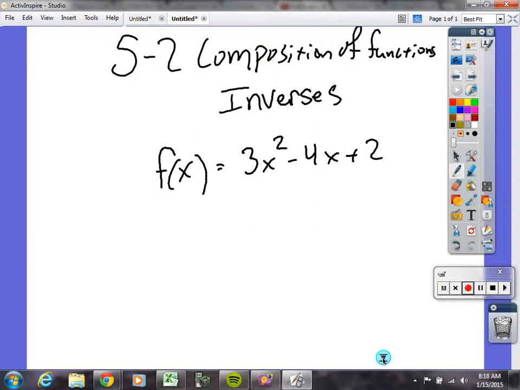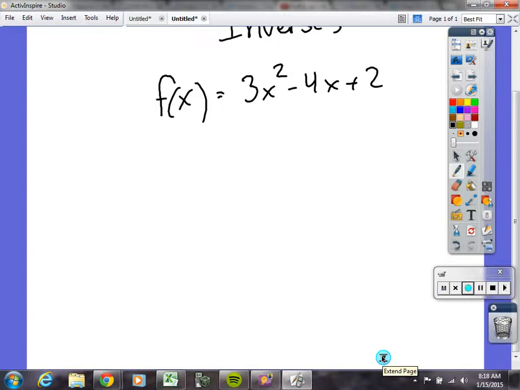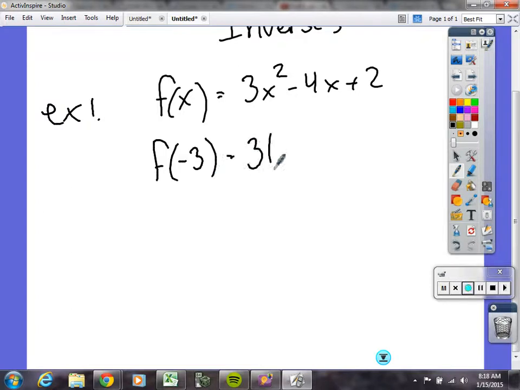I would like to start by saying, please find f of negative 3. How are we going to find f of negative 3? We learned this yesterday. Something very simple, correct? Spy, what do you think we're going to do? Wherever we see the x, we're going to put in negative 3, right? So therefore I have 3 times negative 3 squared minus 4 times negative 3 plus 2, correct?